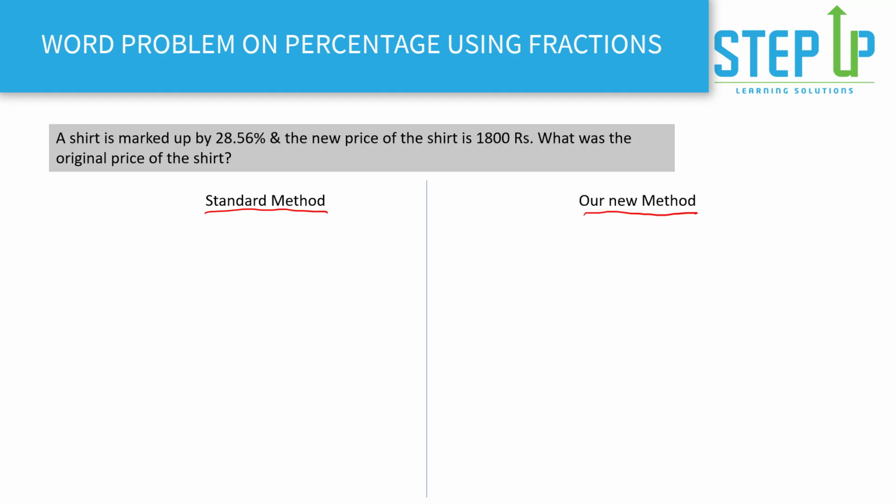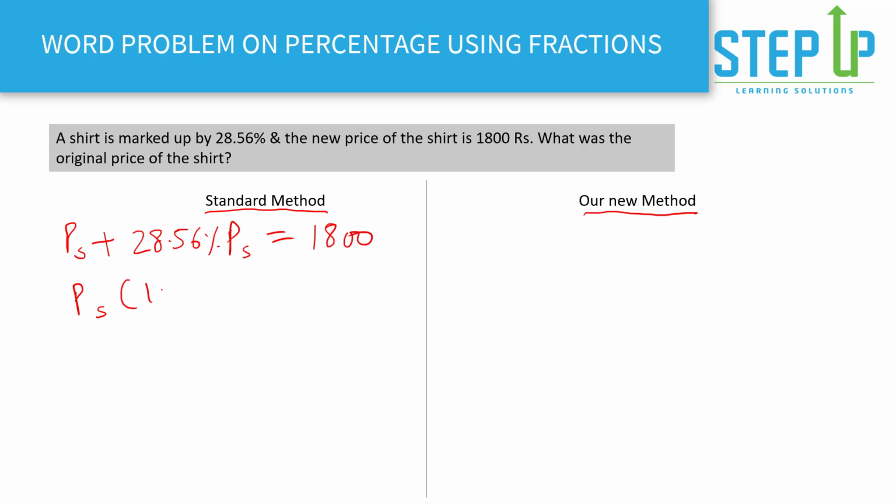A shirt is marked up by 28.56% and the new price of the shirt is 1800. They're asking what was the original price of the shirt. So let's say the price of the shirt be P. Now you marked it up by 28.56, that means plus 28.56% of P. This becomes 1800.